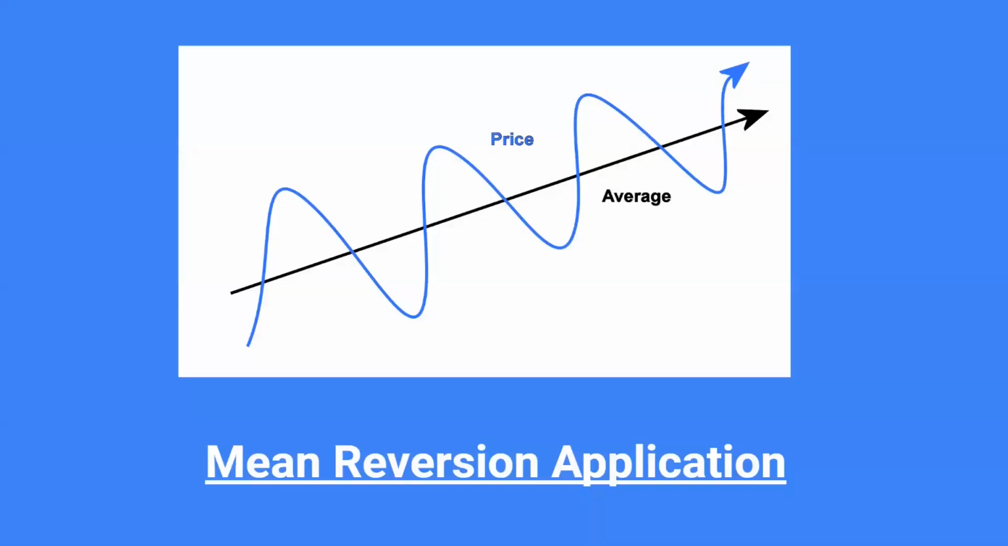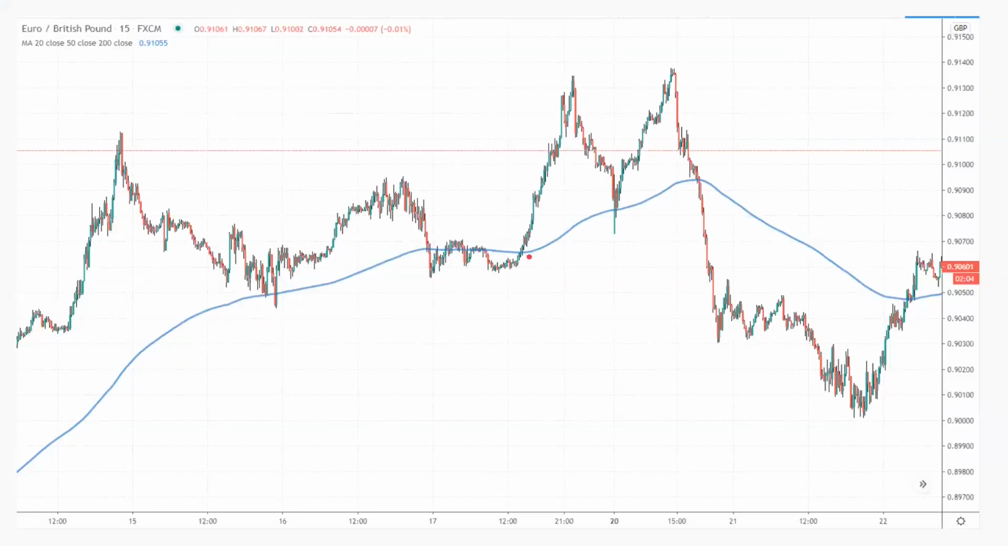The first price action that you should know is the mean reversion application. You understand that the price will come back to a mean average value once it pulls away too far from the average. I do have some examples to show you in the following slides. So let's move on to the first one.